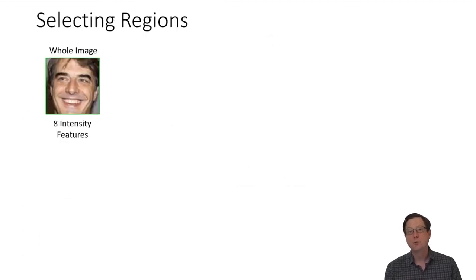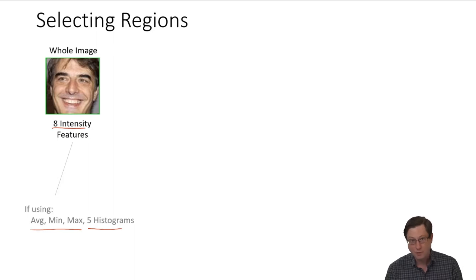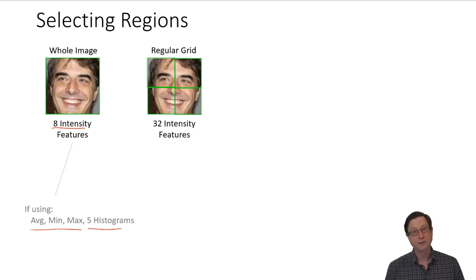In that previous example, we had just worked with the whole image, a little 3x3 thing, but you could look at the whole face image, and that produces 8 intensity features: average, min, max, and the 5 histogram buckets that we selected. Of course, you could add more things here, but in general, that's where you're at. You could create a regular grid, and you could have 8 features from each cell. Perfectly reasonable thing to do. You'll end up with 32 features.